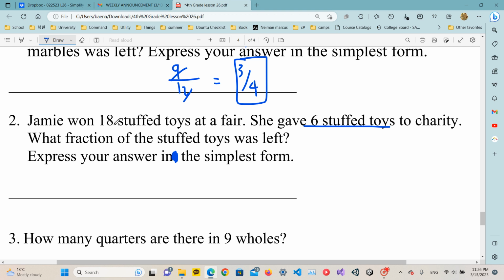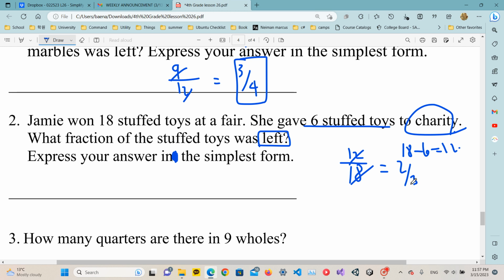So Jamie won 18 stuffed toys. So 18 is going to be the whole. Remember, it's going to be part over whole. Then she gave 6 stuffed toys to charity, right? And the question is asking what fraction of the stuffed toys was left. So it's asking how many toys Jamie has. Well, it's going to be 12, right? Because if you subtract 18 minus 6, this will be 12. And if you simplify it, it will be 2 over 3. So 2 over 3 is going to be your answer.